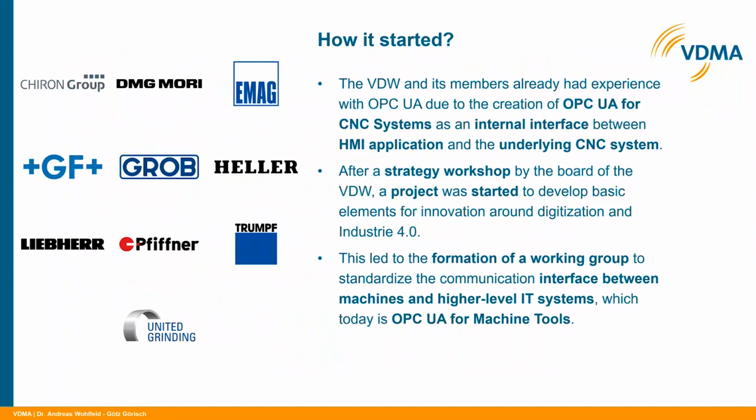Now, how did this all start? Basically, the VDW and its members had prior experience in OPC UA and the creation of a companion specification, namely what is today known as OPC UA for CNC systems. It was an output of a former research activity, basically as an internal interface between an HMI application and an underlying CNC system, because many of our members face the challenge that they have an HMI application which abstracts the underlying CNC system, because due to customer demand, they need to build the same machine tool with different CNC systems.